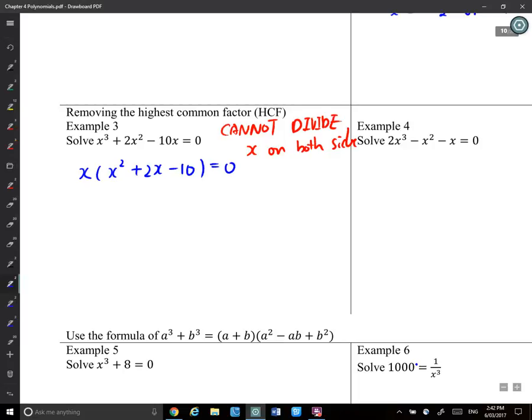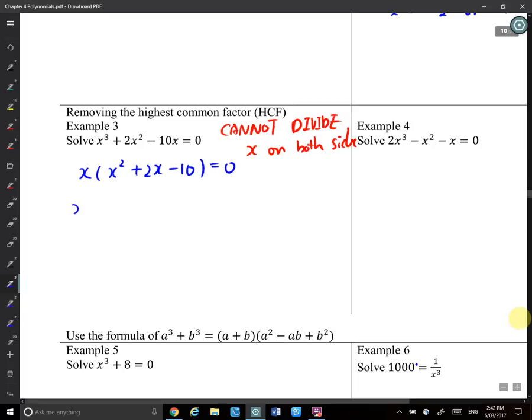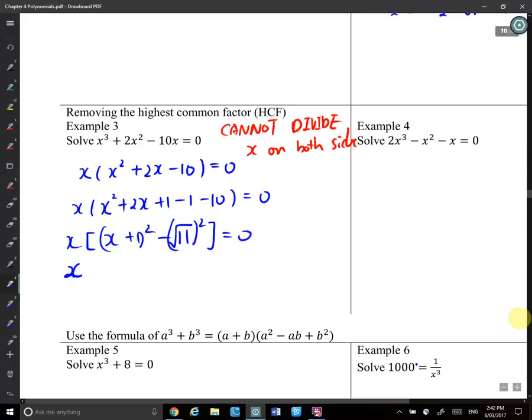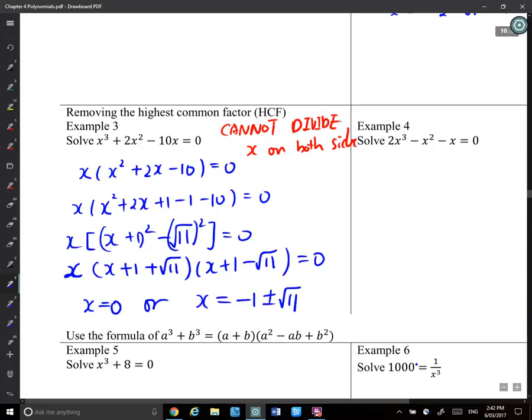So now I'll factorize the inside. x squared plus 2x plus 1 minus 1 minus 10 equals 0. (x plus 1) squared minus 11, which is root 11 squared, equals 0. So (x plus 1 plus root 11)(x plus 1 minus root 11) equals 0. Then I have x equals 0 or x equals -1 plus or minus root 11. Okay, 3 solutions.